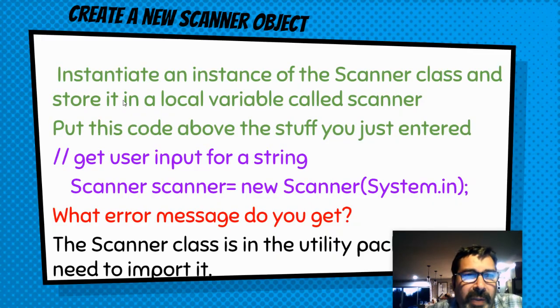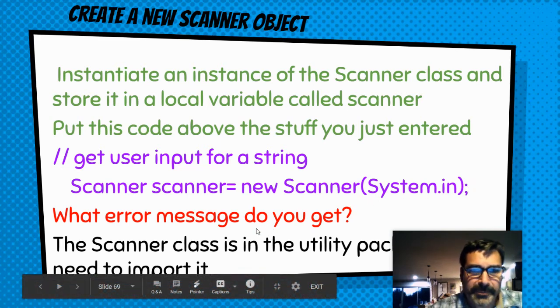Okay. All right, so now we need to instantiate an instance of the scanner class and store it in a local variable called scanner. Put this code above the stuff you just entered. Get the user input for the string. All right, so put that in. Okay, so let's try that.